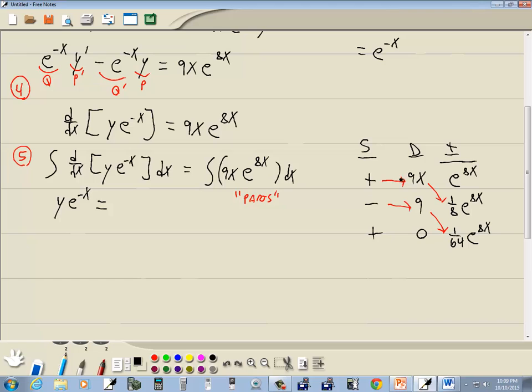So, we got positive 9x times this. That gives us 9/8 x e to the 8x minus 9 times 1/64 is 9/64 e to the 8x plus c.